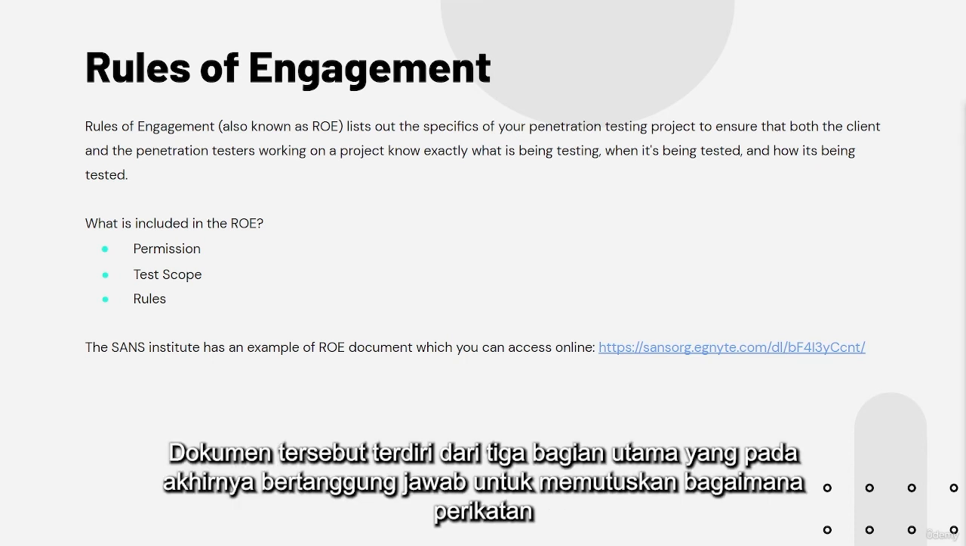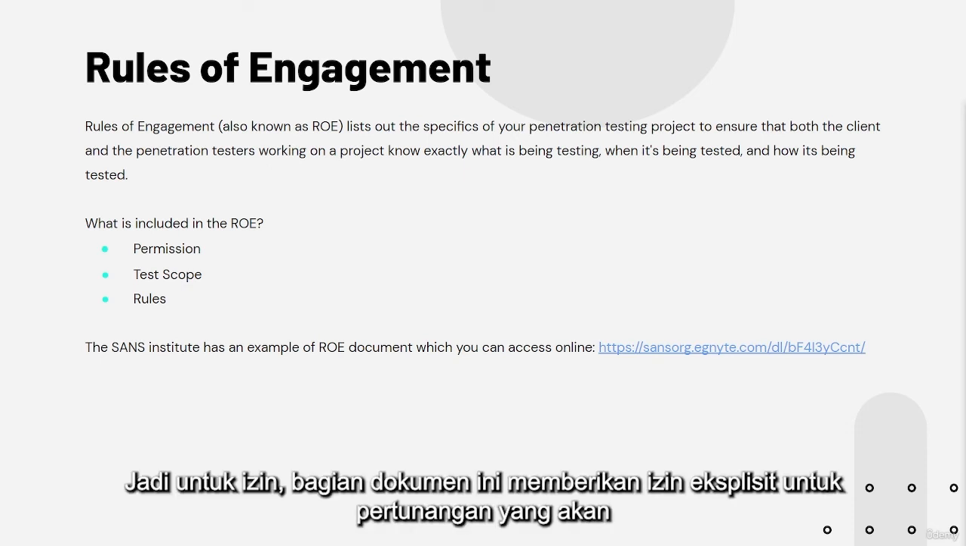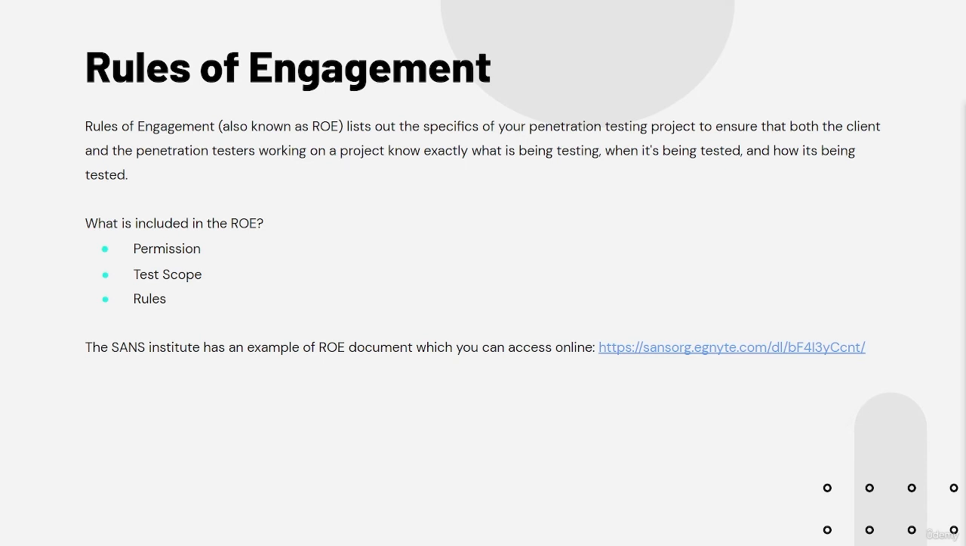This document, the ROE document, consists of three main sections, which are ultimately responsible for deciding how the engagement is carried out. So what is included in the ROE? Permissions, test scopes, rules. For permission, this section of the document gives explicit permission for the engagement to be carried out. This permission is essential to legally protect individuals and organizations for the activities they carry out.